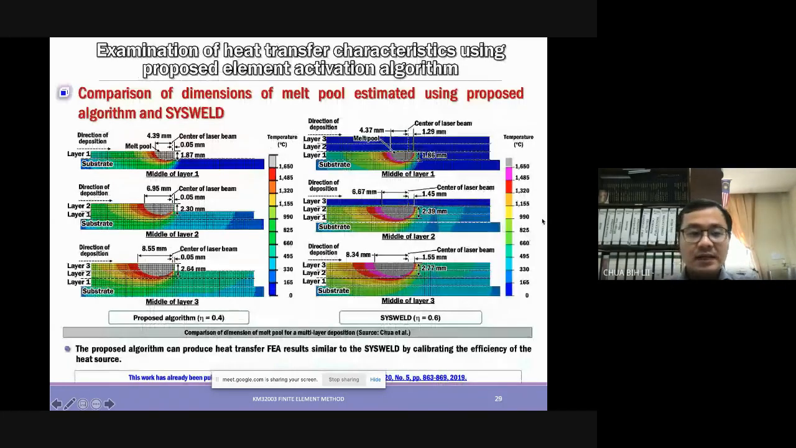Based on that particular method, I have also compared my method with the commercial software called SYSWELD, used for welding. I've simulated it in SYSWELD as well as with my proposed algorithm. We compare the size and so on and adjust the efficiency.